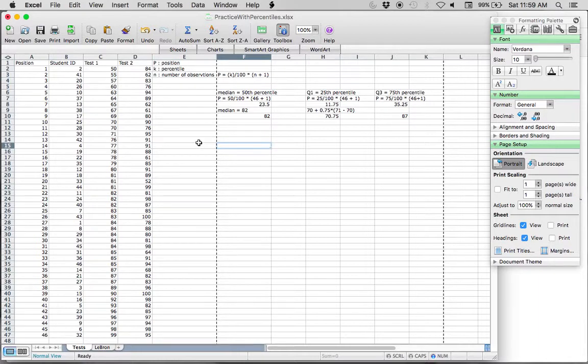Let's say we want to look at the 7th decile. What is the 7th decile? So 7 times 10, 70. So we need to find the 70th percentile. So decile 7, 70th percentile.